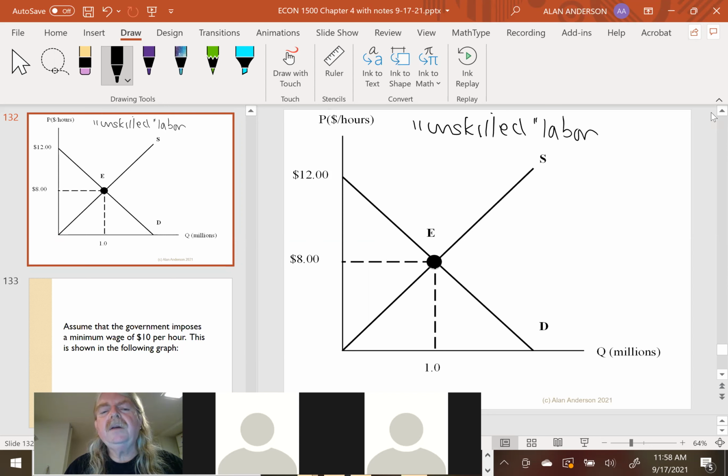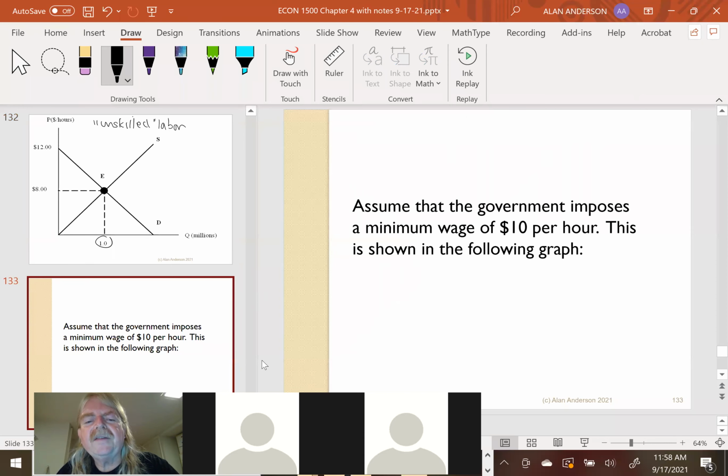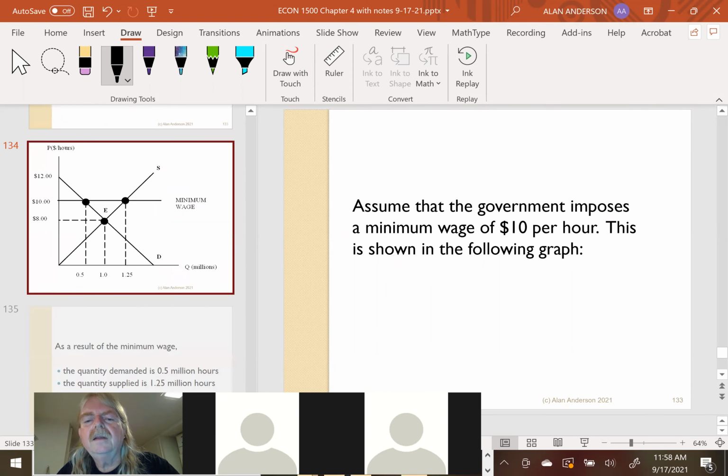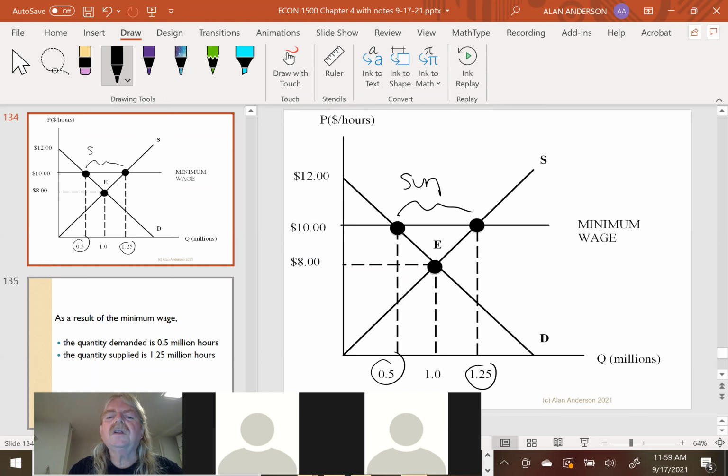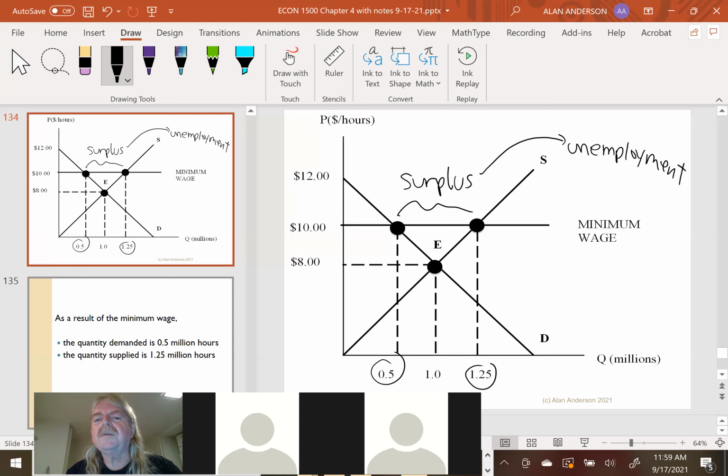And so at the moment, the equilibrium price is $8 an hour. At that wage, 1 million people are hired. So the government comes along and says, oh no, that's not enough. You have to pay them $10 an hour. Oh boy, look what happens. At that wage, you've got 1.25 million people who want to work, but the businesses can only afford to hire 500,000 people. So you have a surplus. And unfortunately, that surplus in this context means unemployment. You have a surplus of workers, people who are looking for jobs but can't get one.